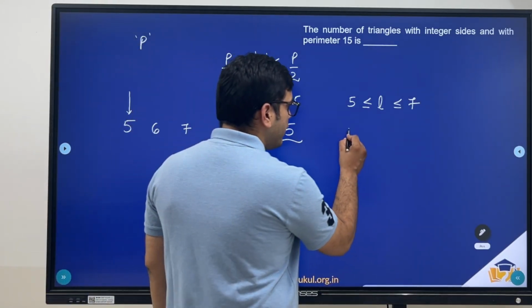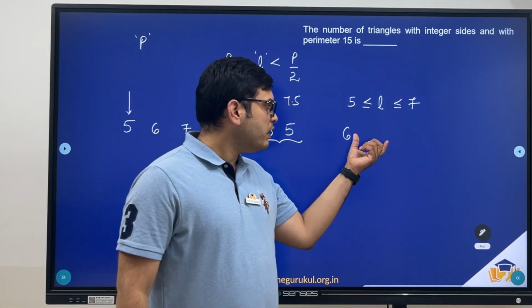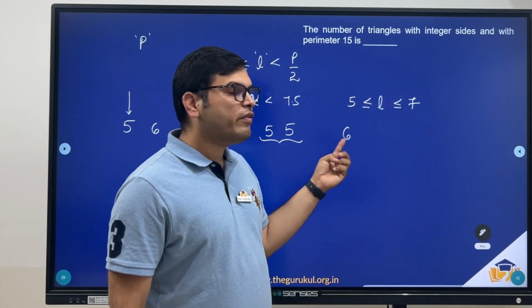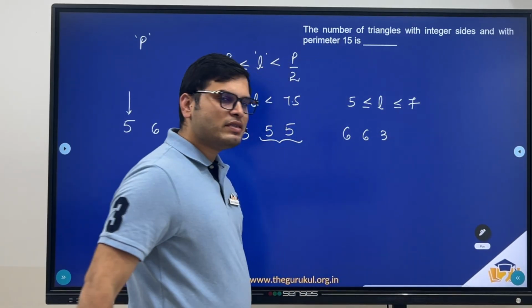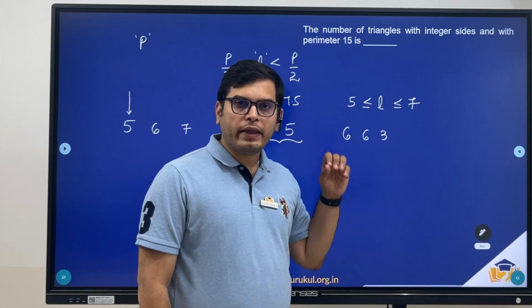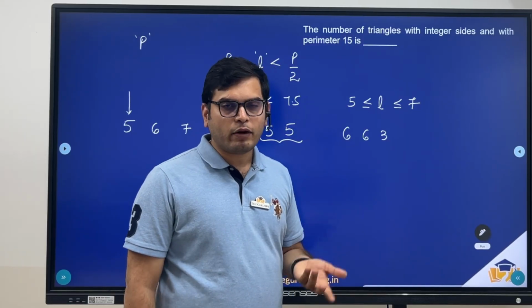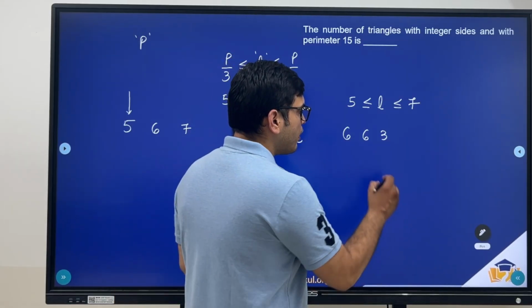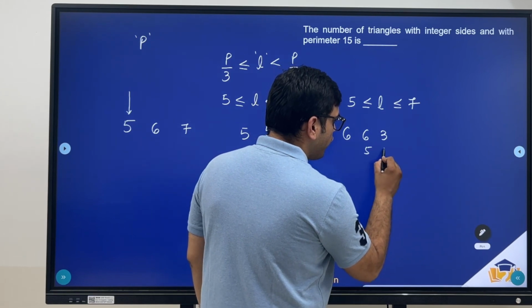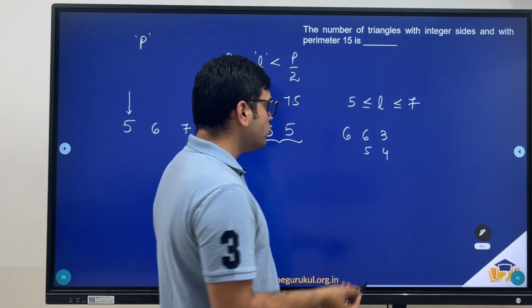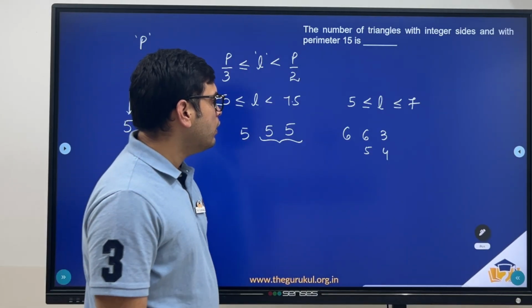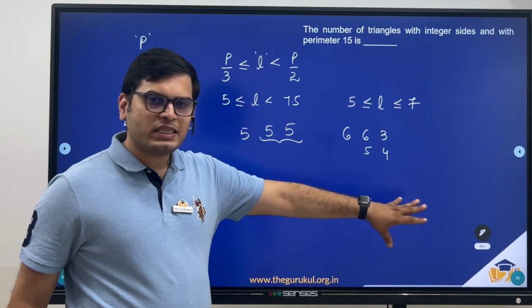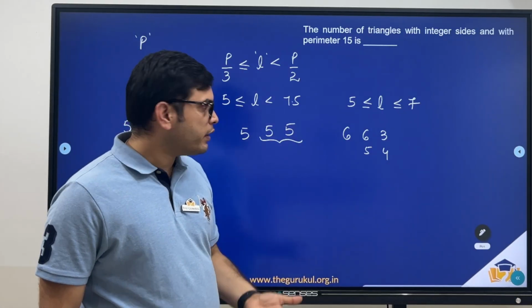Now if the longest side is 6, the sum of the lengths of the other two sides has to be 15 minus 6, 9, right? So how can we write the sum of two numbers as 9, where those two should not exceed 6, can be equal to 6 but cannot exceed 6? So 6, 6, 3, right? 6, 5, 4, right? Yes, because they have to be integers. 6, 4, 5 is the same as 6, 5, 4, because we need to form distinct triangles.